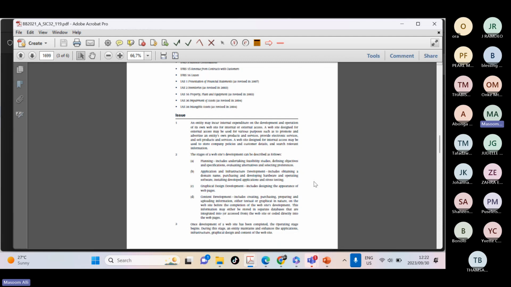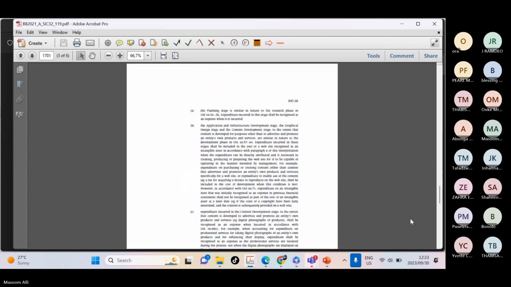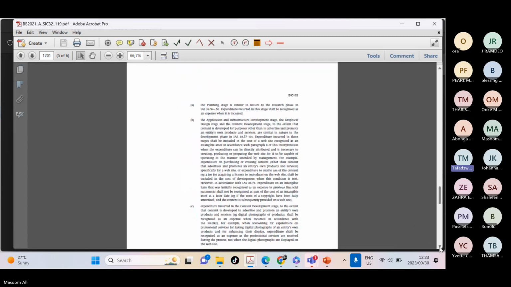If it can generate revenue, you can place orders, then you will capitalize them in terms of IAS 38, except for the hardware, because that is a tangible asset and that must be capitalized in terms of IAS 16. Okay, does that make sense? Yes, sir, it's clear now.